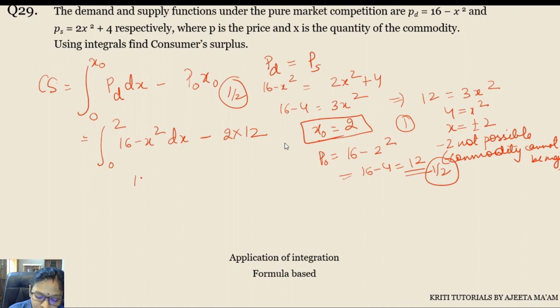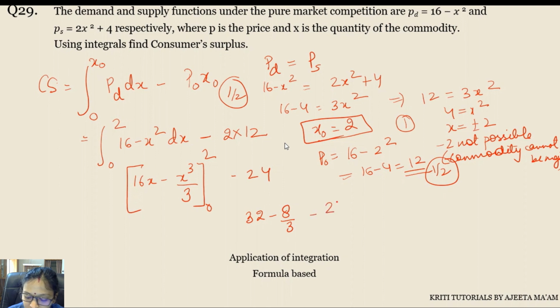So what is the integration of 16? 16x. What is the integration of x square? x cubed by 3. And we have to go for the limits. Minus 24. Now let's apply the limits. For 0 it will be 0. For 2 we have what? 16 into 2 is 32, minus 8 by 3. And here we have minus 24.